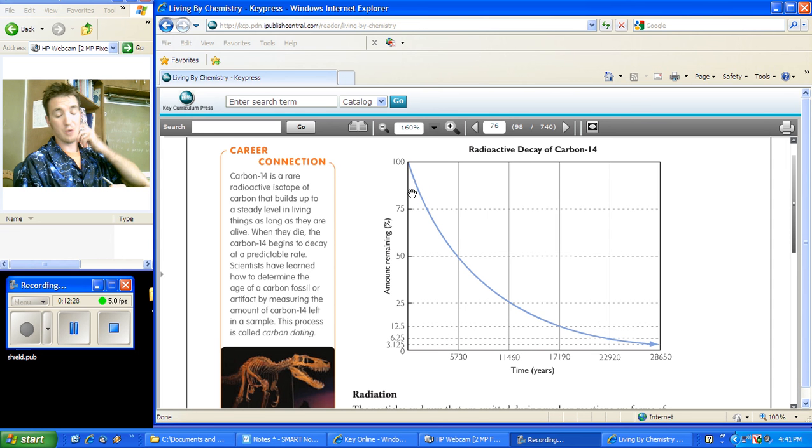Other than that, that's about it. Same types of questions. The big key is how many half-lives, and then from there, your brain kind of does the math for you.